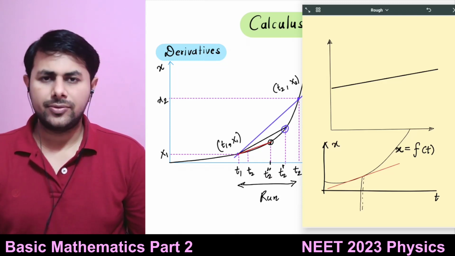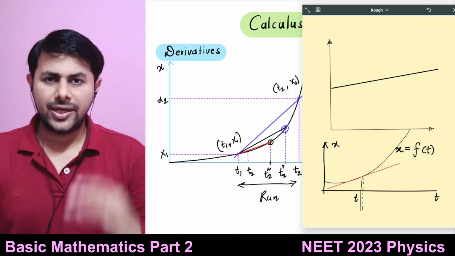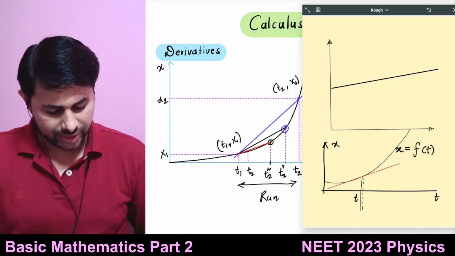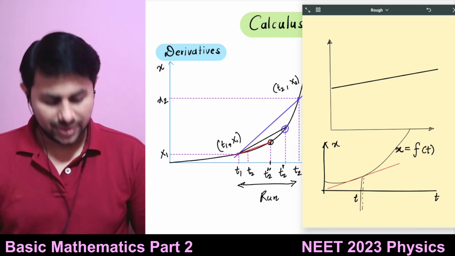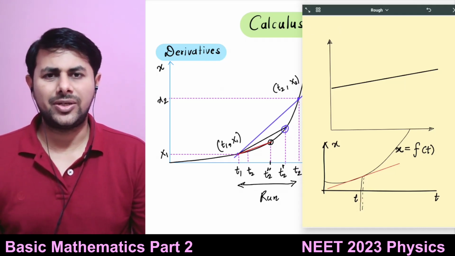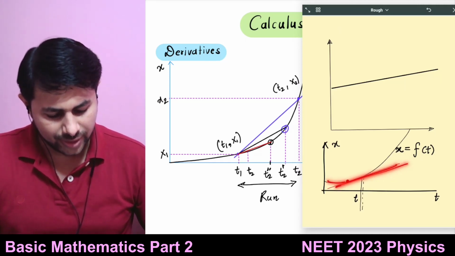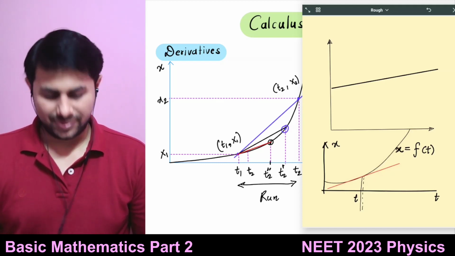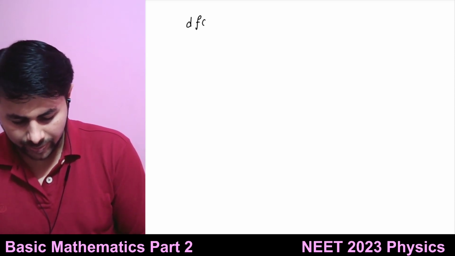Now for a particular value of t, let's say you want the change in this function with respect to the change in this variable t. When the change in t is made very, very small, what do you get? That gives you the slope of the tangent line to the curve, and that is called the derivative.